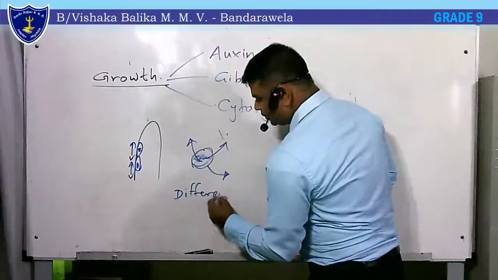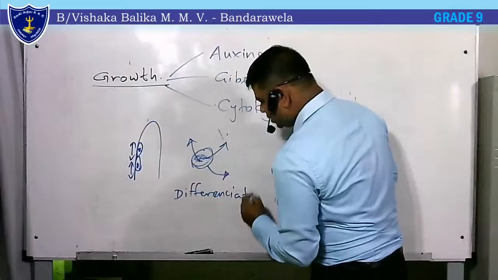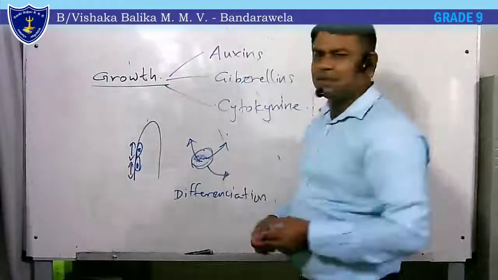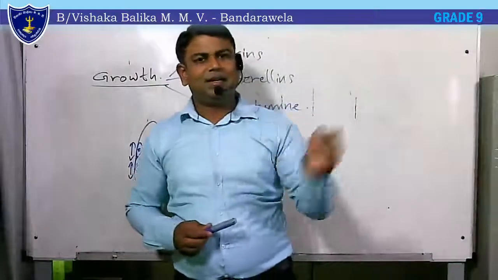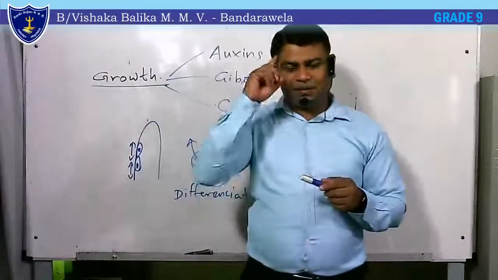Differentiation. So cell differentiation is the second function of the auxins. If you can find it, just find and underline that. If not, keep it in your mind.